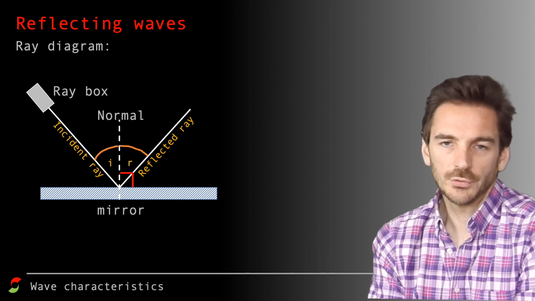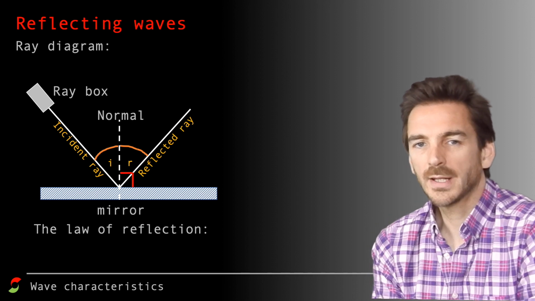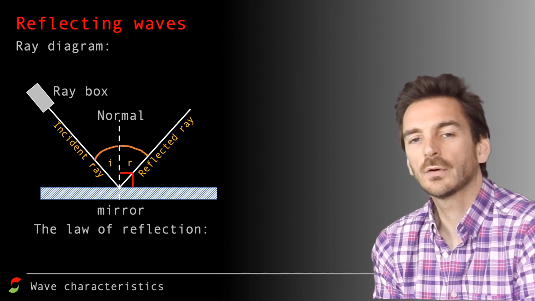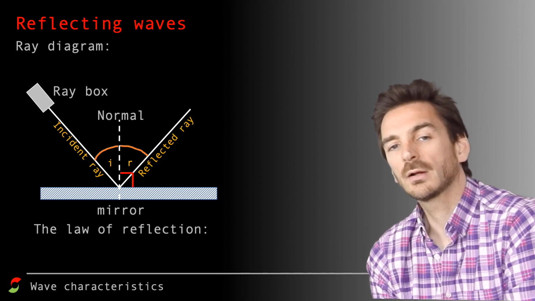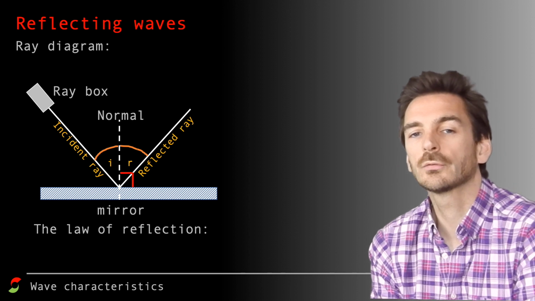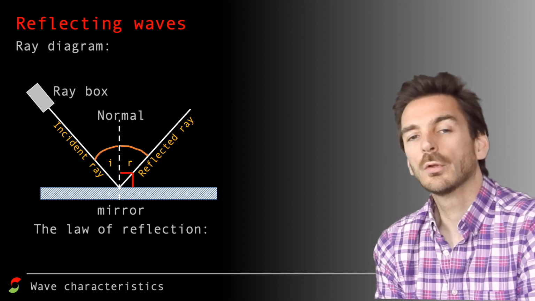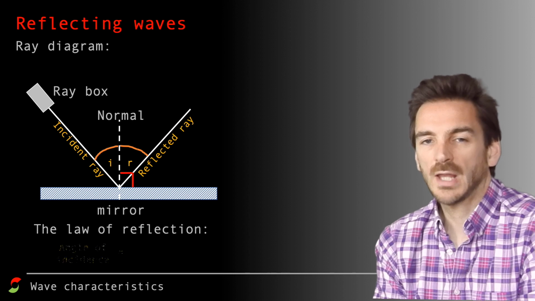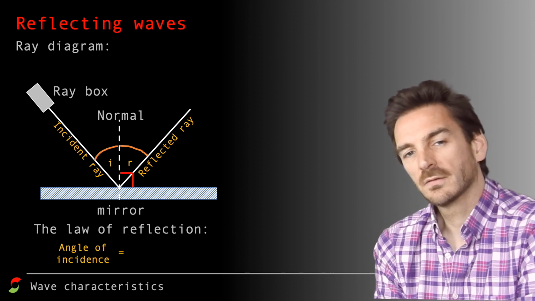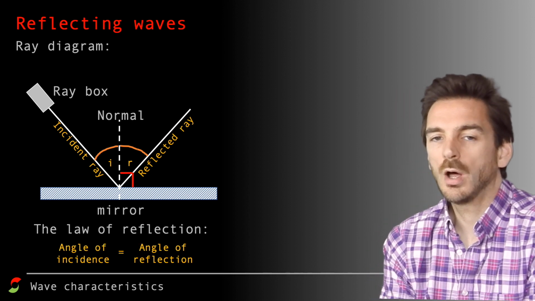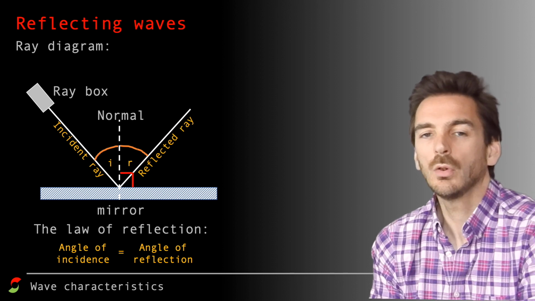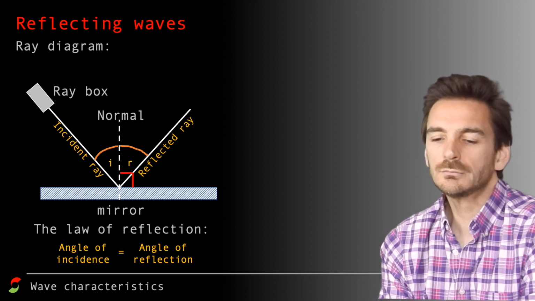And I'm sure you've done this in the laboratory. If you were to measure lots of different angles of incidence and lots of different angles of reflection, you would come up with the law of reflection, which states that the angle of incidence is equal to the angle of reflection, and that's the law of reflection.